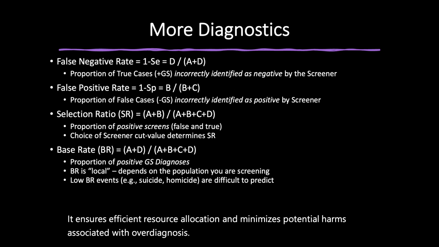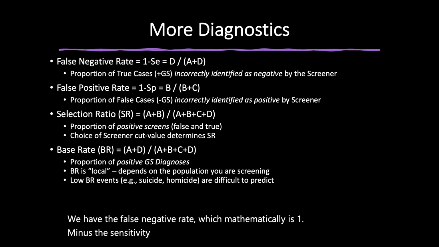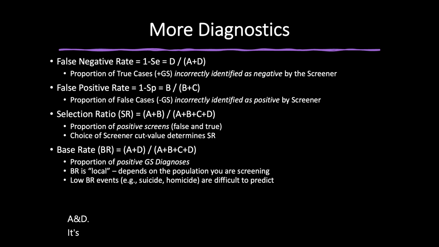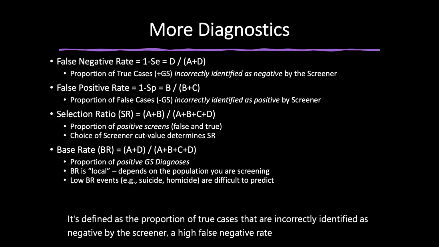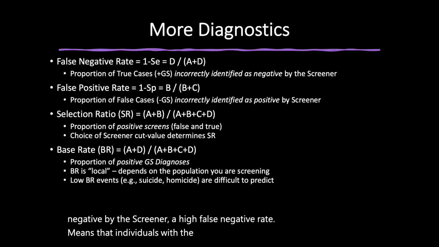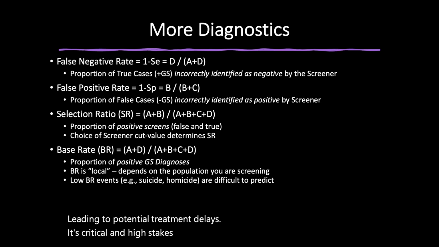Let's go over some more diagnostics. We have the false negative rate, which mathematically is 1 minus the sensitivity, which is the same thing as saying D over the sum of A and D. It's defined as the proportion of true cases that are incorrectly identified as negative by the screener. A high false negative rate means that individuals with the condition are being missed, leading to potential treatment delays. It's critical in high stakes scenarios where misdiagnoses may lead to severe consequences.